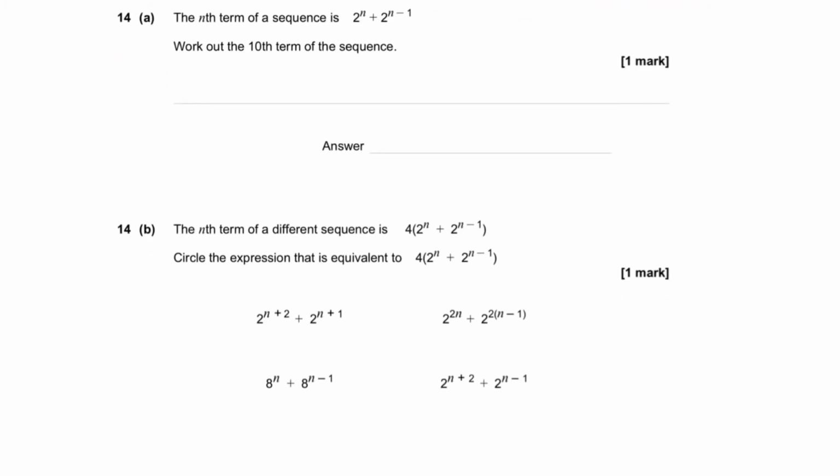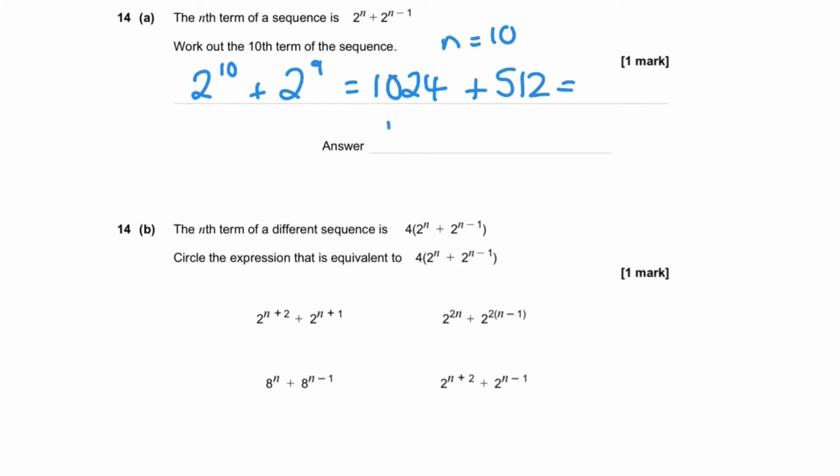So this next question is a fun little one that uses the key points we know from our powers and indices work. So part A says the nth term of a sequence is 2 to the power n plus 2 to the power n minus 1. Work out the 10th term of the sequence. So that is when n equals 10. So if we do 2 to the power 10 plus 2 to the power n minus 1, so that's 9. So we've got 1024 plus 512 is equal to 1536.